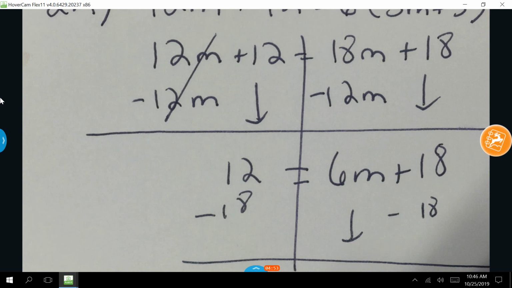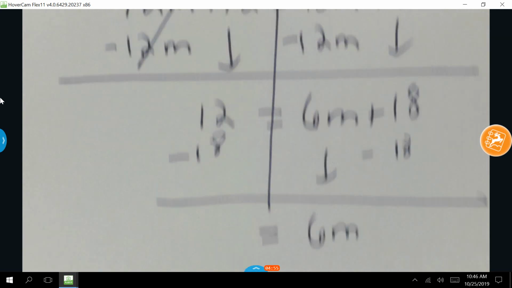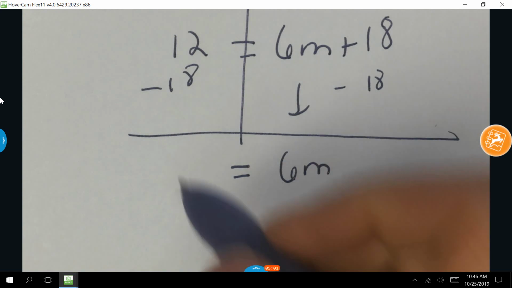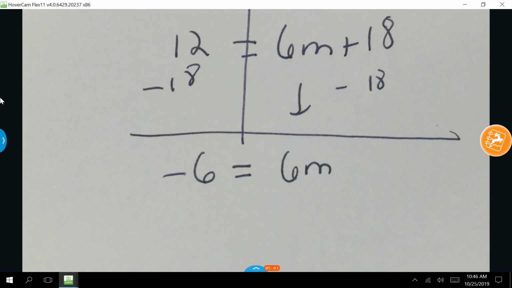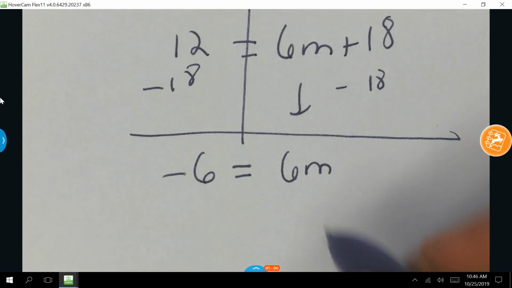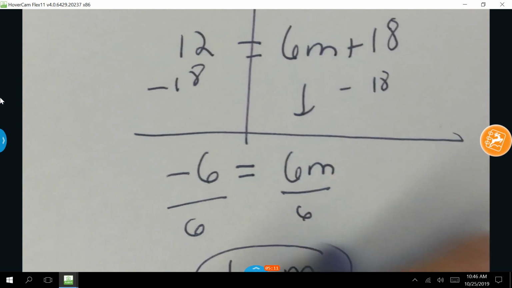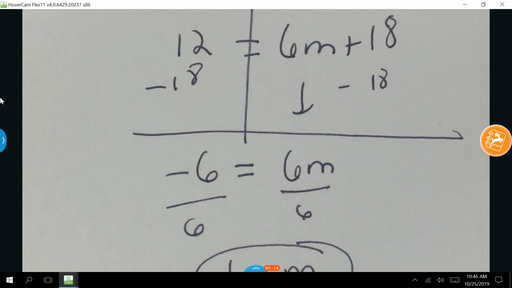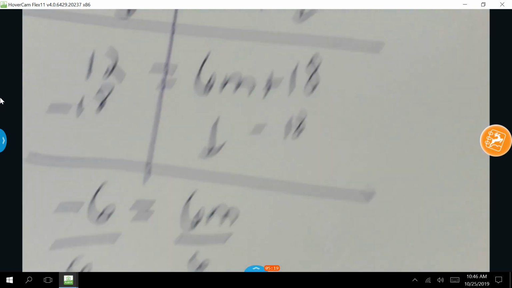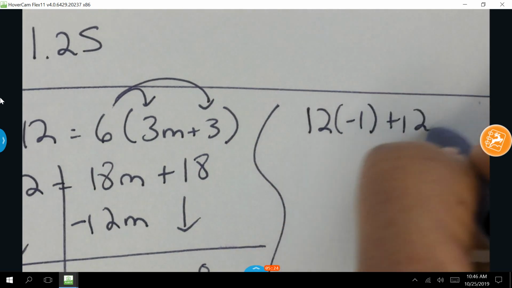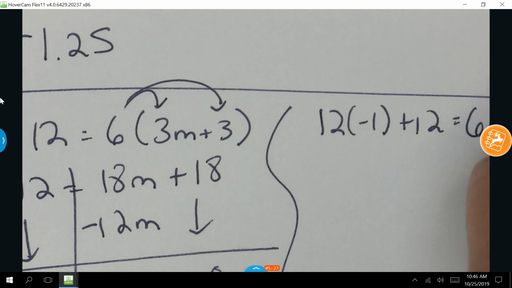Bring down the 6m equals, what's 12 minus 18? Negative 6. And then one final step is to divide by 6 on both sides. So m equals negative 1. And again, today you only have 11 problems, so just take your time on these. So to do our check, go back to the original problem. So 12 times negative 1 plus 12 equals 6 times 3 times negative 1 plus 3.